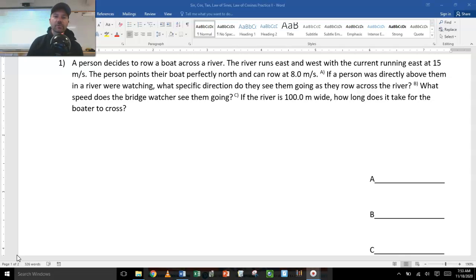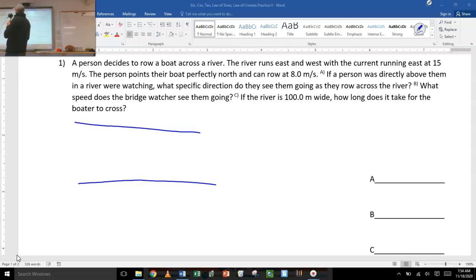Number 1 is a person decides to row a boat across a river. The river is running east and west. So I'm going to draw a river. It's running east and west. The current is running at 15 meters per second. The boat, they point their boat going directly north at 8 meters per second. If a person was directly above them, as we are from this point of view that I draw, what specific direction do they see them going as they row?